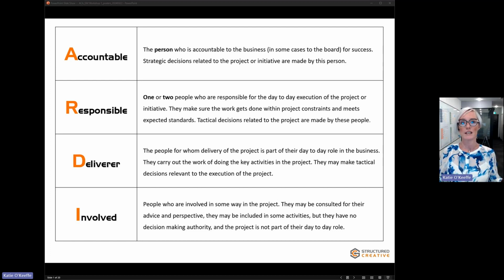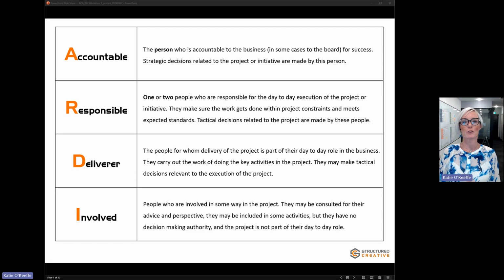Finally, we have the I's, or the involved people. People who are involved in some way in the project. They may be consulted for their advice or their perspective. They may be included in some activities, but they have no decision-making authority and the project is not part of their day-to-day role. So these are more stakeholders on the periphery, who will be involved or included in some way. And that's ARDI.